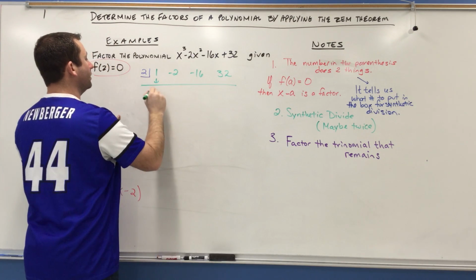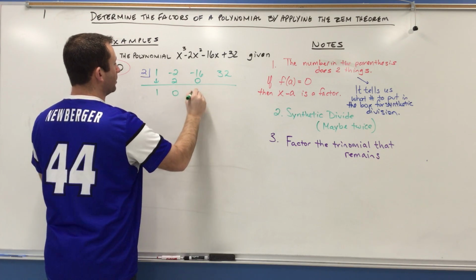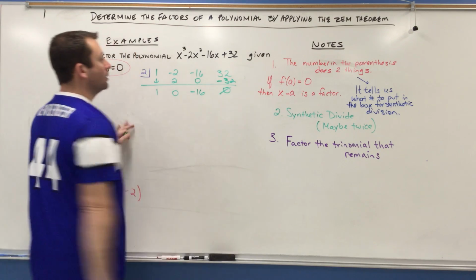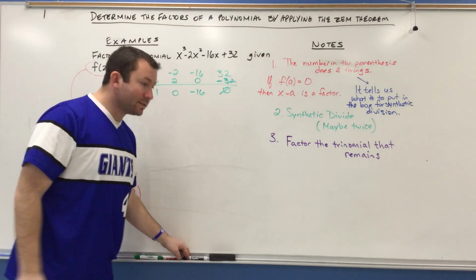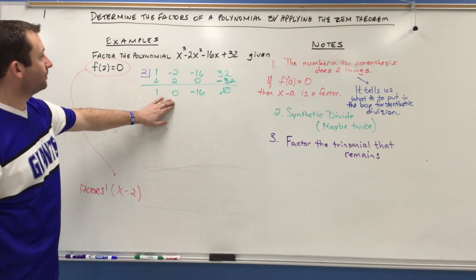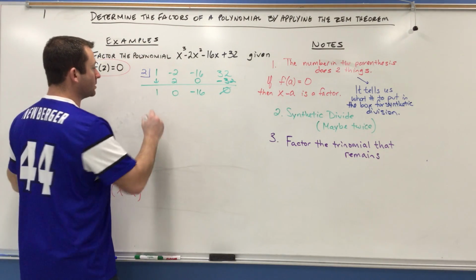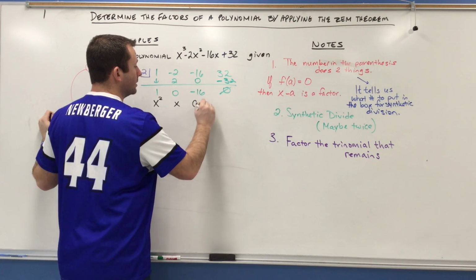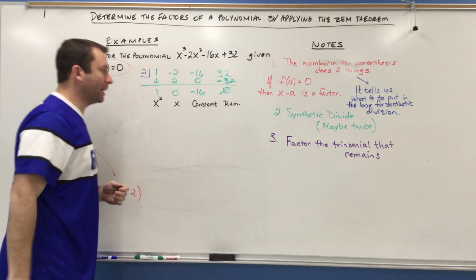We bring down the 1, 2 times 1 is 2, 0, 2 times 0 is 0, negative 16, 2 times negative 16 is negative 32. When we add those together, we get no remainder, which is good. Now, something interesting happened here, we ended up with a 0. All right? We started with a third power, we synthetic divided once. So we get x squared, that's how many x's I have. Here's my constant. There's my remainder, but I don't have a remainder.